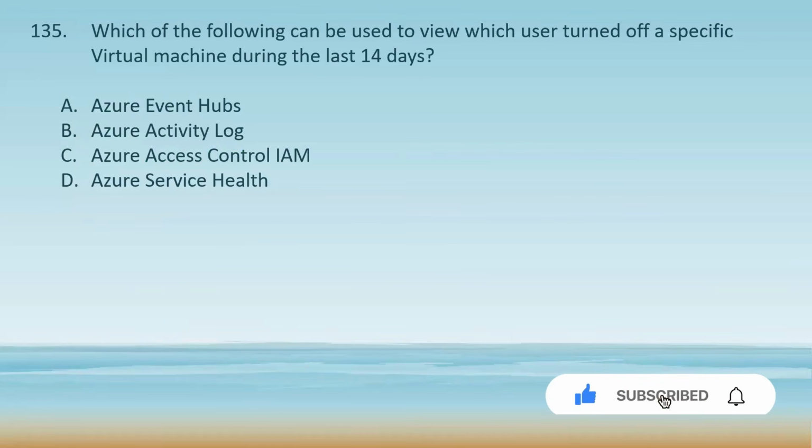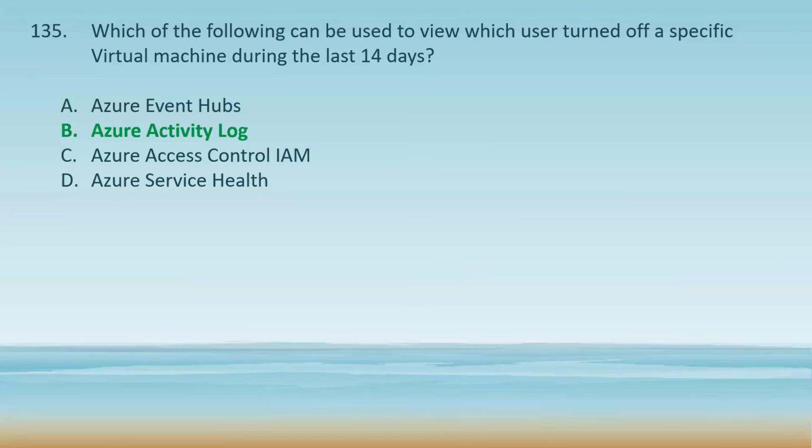Moving on to question number 135. Which of the following can be used to view which user turned off a specific virtual machine during the last 14 days? Your options are Azure Event Hubs, Azure Activity Log, Azure Access Control, IAM, Azure Service Health. The correct answer in this case is option B, Azure Activity Log.